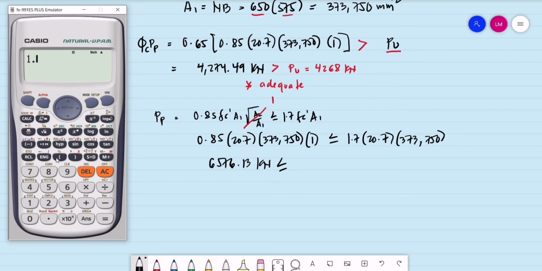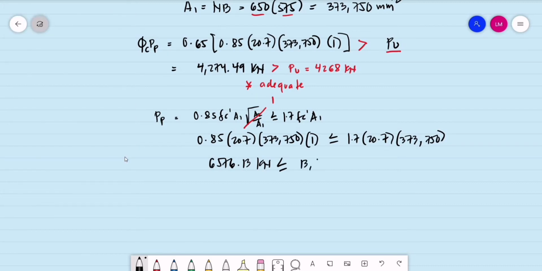The 1.7 of 20.7, then multiplied by 373,750, then divided by 1,000. So obviously it is less than this value on the right, 13,152.26. So this condition is satisfied.